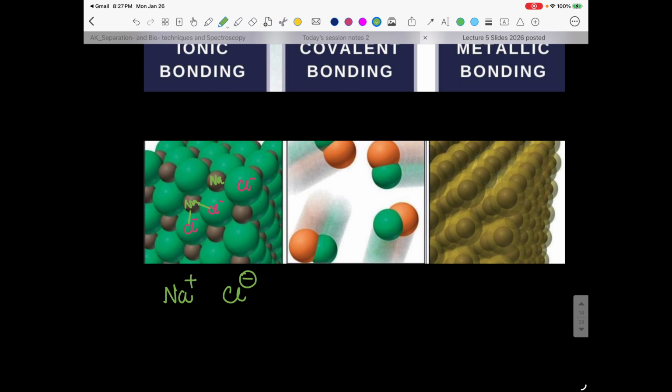And you can see here, this is a covalent bond. So this is like, let's say, hydrogen and chlorine that form a bond here. So hydrogen and chlorine, they form a bond.